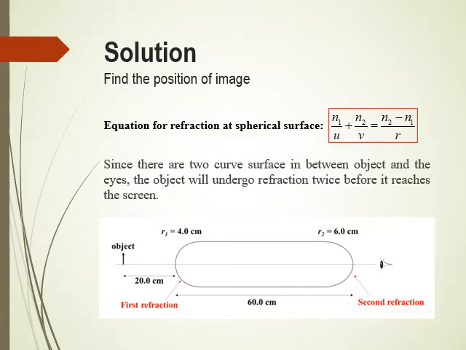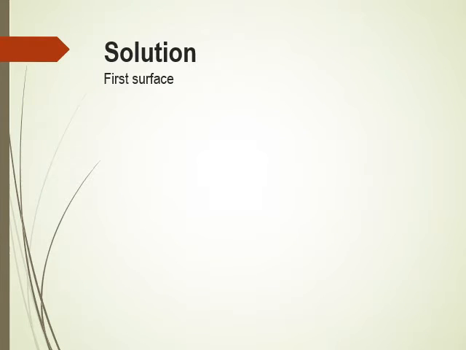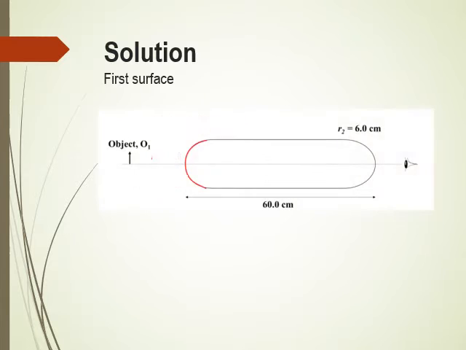As you can see here, the surface that is closest to the object we call the first refracting surface, and the one that is further away from the object we call the second refracting surface. Before we apply the equation, the most important thing is to determine the sign convention. So now let us look at the diagram again. This is the first refracting surface.